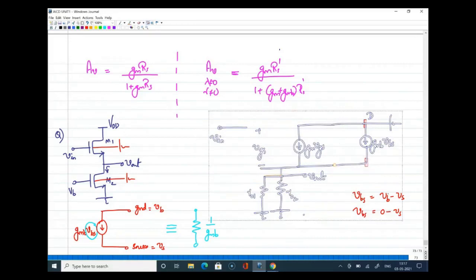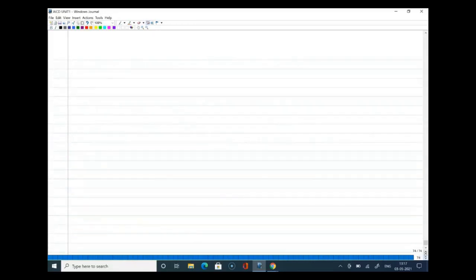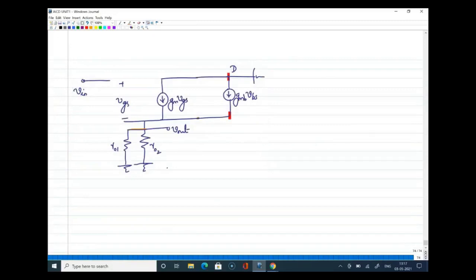Meanwhile, I'll just complete this. So what I will do now is, this is the circuit, right? Now I understood that GMB VBS can also be represented as a resistance. If that is the case, I will add that resistance here. This is 1 by GMB. And this is same as common.